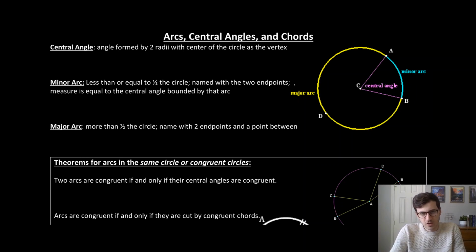In today's video, we're going to talk about arcs, central angles, and chords. So these are all different parts of a circle and ones that you might not be familiar with. So a central angle, pretty self-explanatory. It's an angle that's formed with two radii at the center of the circle. So here you can see the central angle in pink.